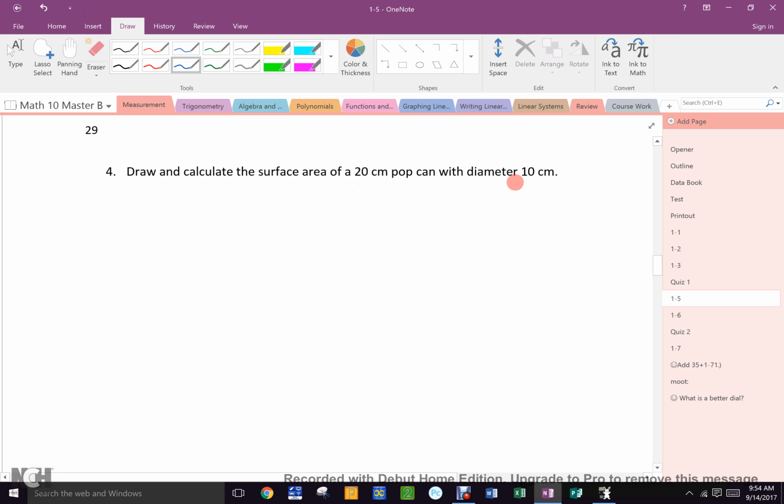A pop can is what shape? Cylinder. Circle on top, sides, circle on the bottom, right? So what are the surfaces that make up a cylinder? How many circles? Two. So I got two circles. And what's the shape that makes up the middle of it? And a rectangle, right? Circles, we know what they are. They're pi r squared, right?